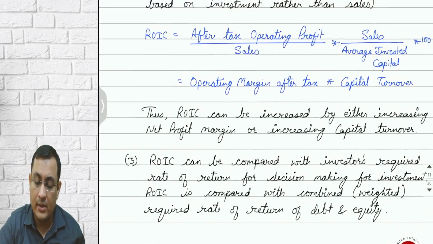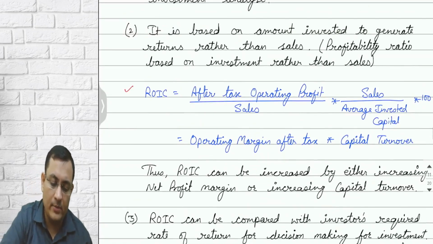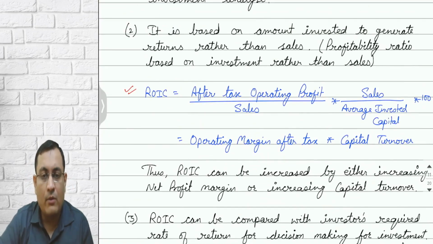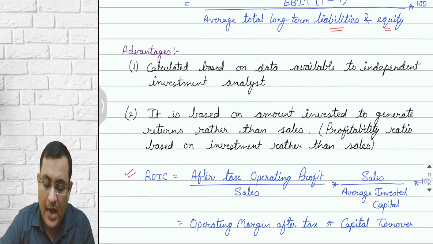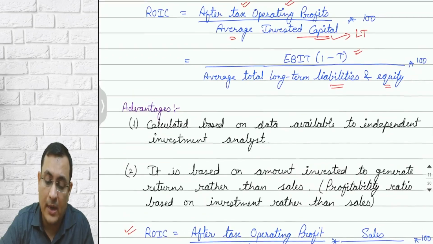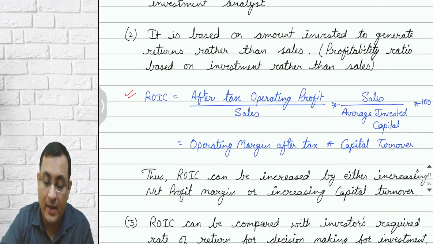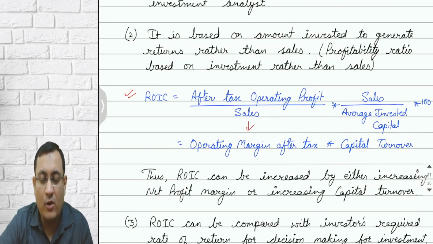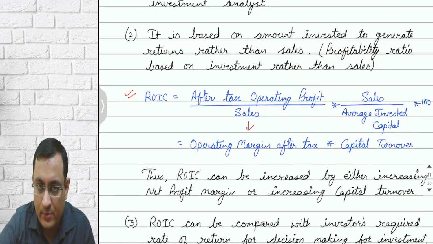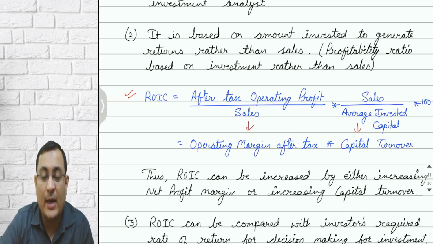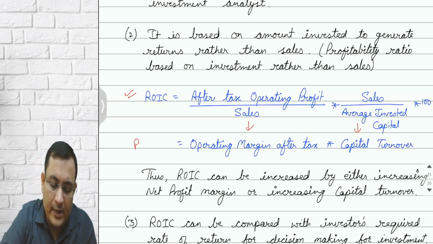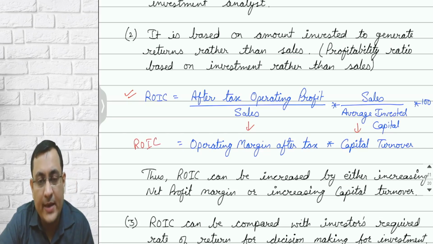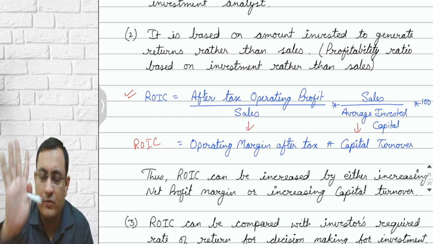ROIC can be increased. This is important from your point of view. If I split the ROIC formula, it is average after-tax operating profit upon average capital employed. If I divide it by sales and multiply it by sales, the first part becomes my operating margin, that is a profitability ratio based on sales, and the second becomes my capital turnover ratio, that is my activity ratio. So a business can increase its ROIC by increasing either of the two.